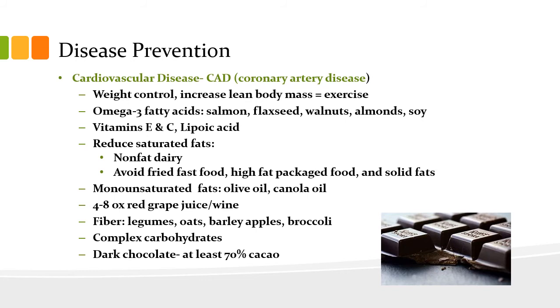Increasing fiber in the form of legumes, oats, barley, apples, broccoli are just some examples. Wanting to use those complex carbohydrates, looking at packaging so that the first ingredient says whole grains. You don't want anything to be stripped of its nutrients. And then dark chocolate, that's the best prescription ever. At least 70% cacao to make up dark chocolate so you don't have the added sugar and fats that lesser chocolates might have, and more milk chocolates or white chocolate.